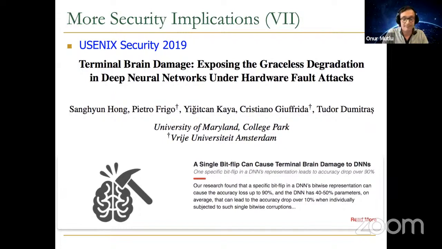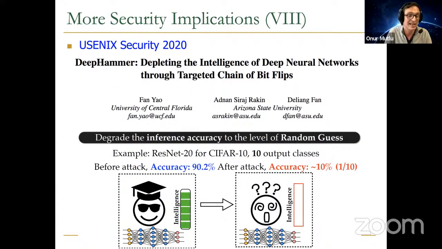essentially take a neural network and reduce its accuracy to a level that this neural network is essentially useless or harmful. So similar papers were written. So this is at USENIX Security last year.